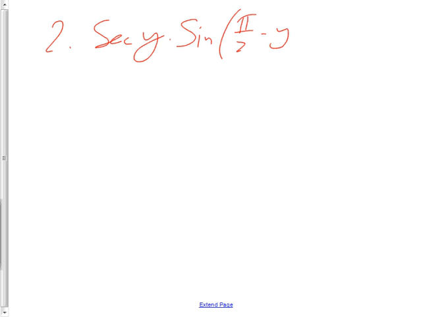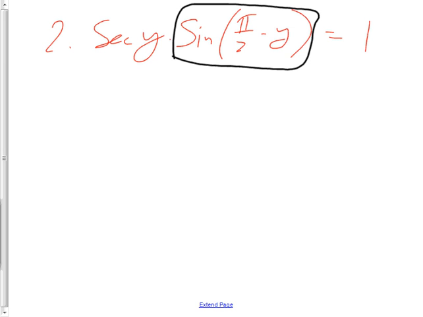Okay, number 2. Ooh, it's got a cofunction in it. I'll write it down while you try to solve it. You're using a y. Yeah, it's okay. You can use y's or thetas or x's, doesn't matter. Secant y times sine of pi over 2 minus y equals 1. All right. First thought, that's a cofunction, just saying, please simplify me. Cosine of what? Very good. Times secant of y? How's that going to help?